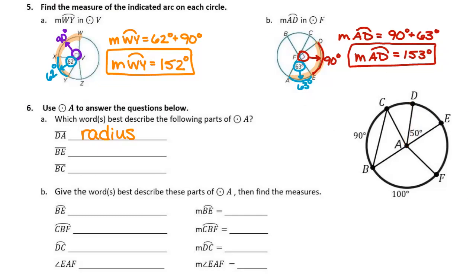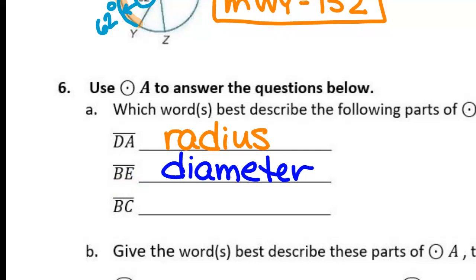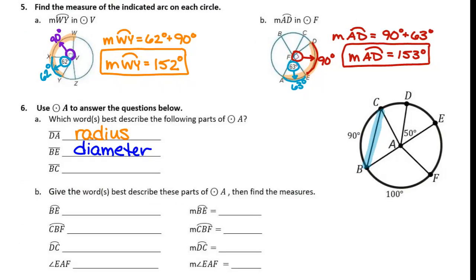Let's look at BE next. From B over to E, what do we call that? That's a diameter, yes. And then we have BC right here. That's a chord, absolutely.